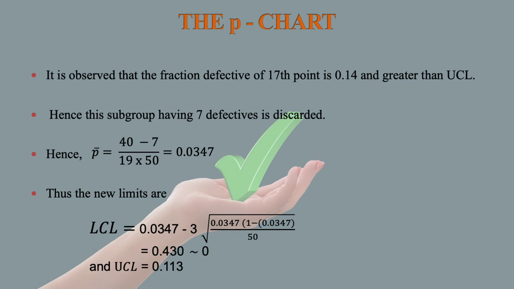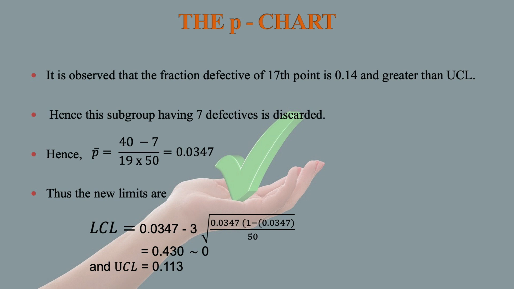that comes out to be 0.0347. Now once you calculate P bar, you have to recalculate the upper control limit and the lower control limit. So the new limit or LCL, that is the lower control limit, is equal to 0.0347 minus 3 under root 0.0347 multiplied by 1 minus 0.0347 whole divided by 50, that comes out to be minus 0.430.